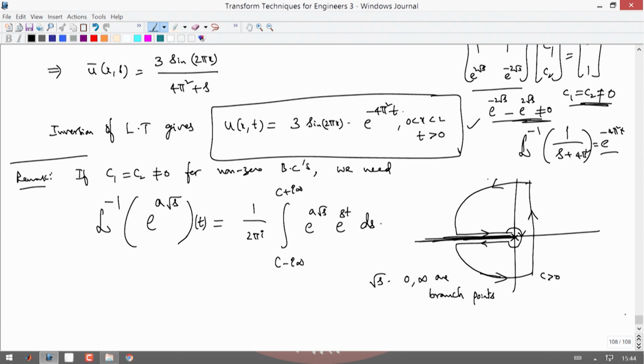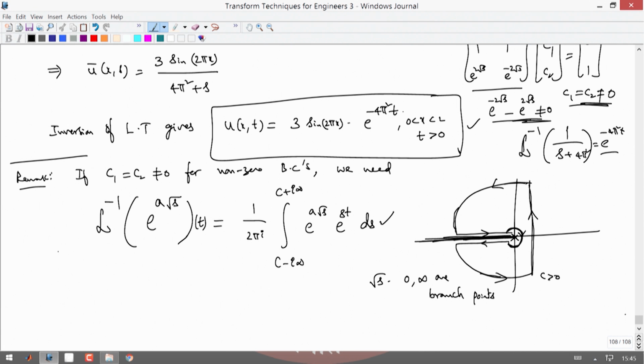If you evaluate over this, you will get what you want, and over these two lines the contributions cancel, and the contribution over this circle and over these two pieces one can show is 0. So the contribution over this will be something, and whatever comes out as the value of this integral is actually the Laplace inversion.